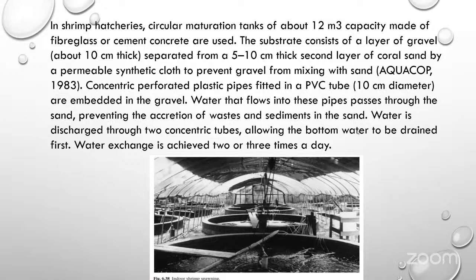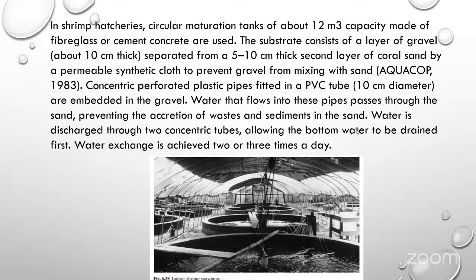In shrimp hatcheries, circular maturation tanks of about 12 meter cube capacity made of fiberglass or cement concrete are used. The substrate consists of a layer of gravel about 10 centimeters thick, separated from a 5 to 10 centimeter thick second layer of coral sand by a permeable synthetic cloth to prevent gravel from mixing with sand.